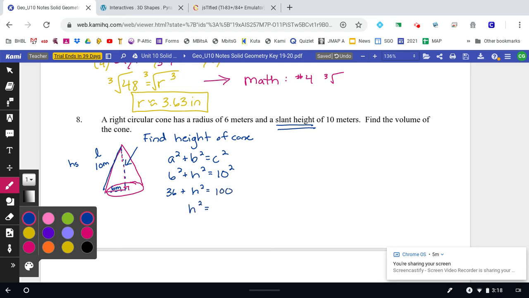So h squared, it's actually going to give me 64. So my height is 8. Now you may have also recognized that this was a 3, 4, 5 triangle. And that's why the height is also 8. All right, so now my volume is 1/3 times pi r squared times that height. So 1/3 pi, my radius was 6, and my height I now know was 8.